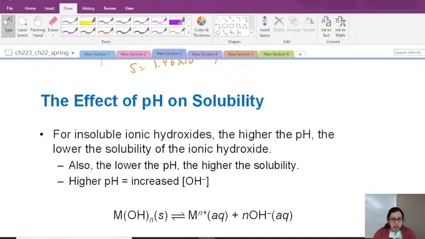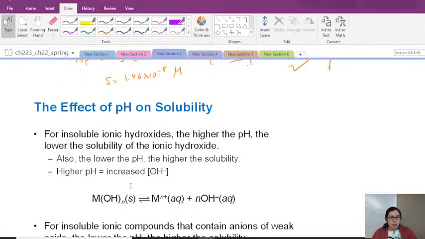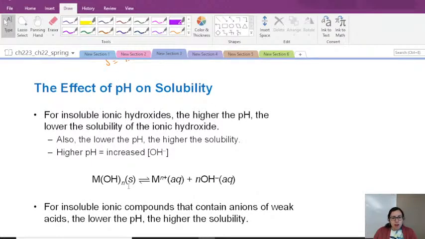And so now we can look at the effect of pH on solubility. For insoluble ionic hydroxides, the higher the pH, the lower the solubility of ionic hydroxides. Let's just break that down. Of course, if we have a higher pH, that means we have more hydroxide in solution. That's just the definition of pH. pH increases, so higher concentration of hydroxide.